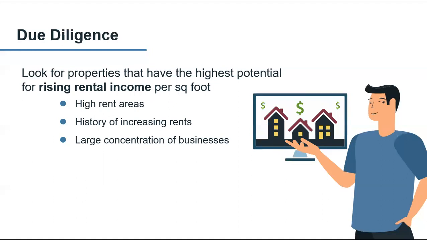Look for properties with the highest potential for rising rental income per square foot. So, high rent areas. Again, you can look on the Zillow website or the MLS website, if you have access to it, to see what rents are in the area. And you also want to look for a history of increasing rents. So look to see where some areas are that those values have increased over time.